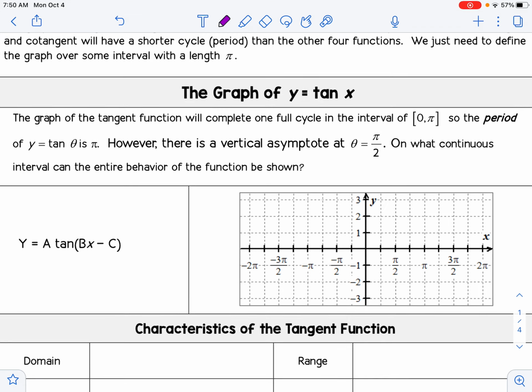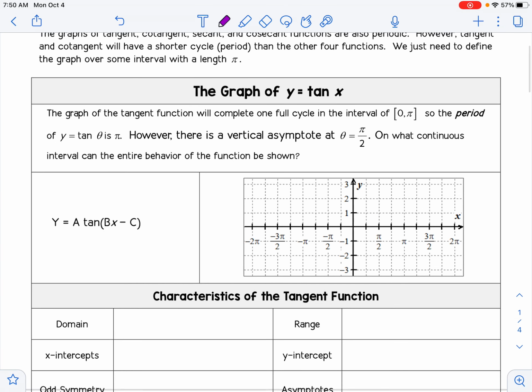So the graph of tangent is going to be one full cycle from 0 to pi, because tangent will repeat after pi radians. So the period for tangent will not be 2 pi, it will be pi. The one thing we need to be concerned about, though, is that there will be a vertical asymptote at pi over 2. Now, the question is, why is that?